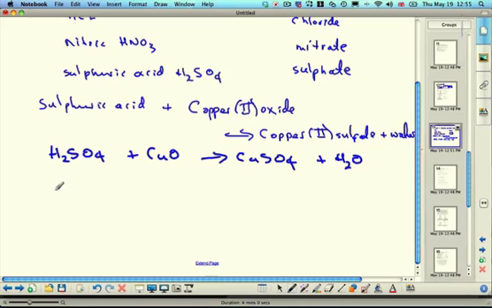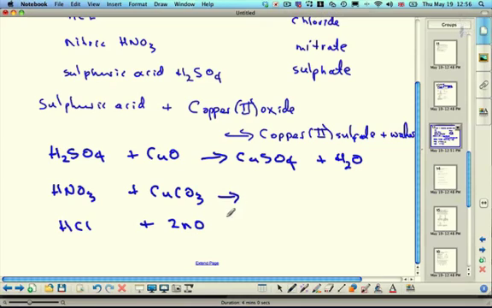Fill in the blanks for these ones now. Nitric acid plus copper carbonate and hydrochloric acid plus, let's see, zinc oxide. Okay, try that now.